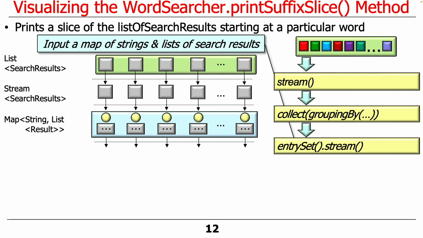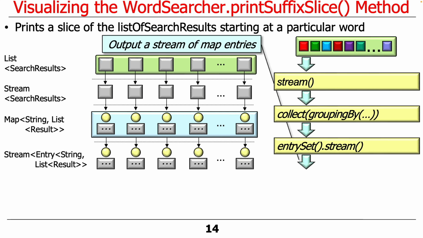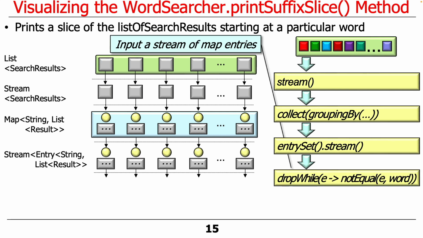And now we're going to do something a little different. We're going to take that map and convert it into its entry set. The entry set of a map is basically a set that contains a map entry which has key and value pairs. So we have a set of key value pairs called an entry. We turn that into a stream, so now we have a stream of key value pairs. And this stream of key value pairs is then going to be passed to the dropWhile intermediate operation.